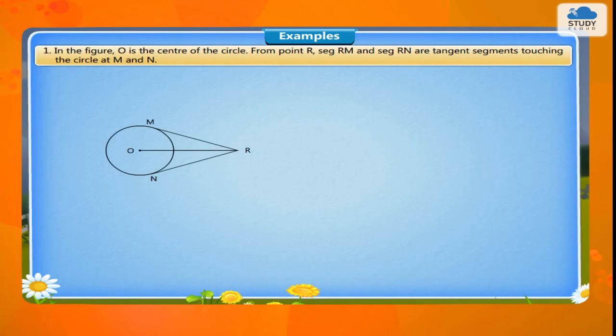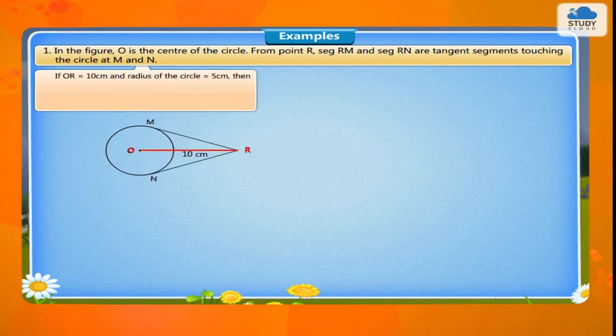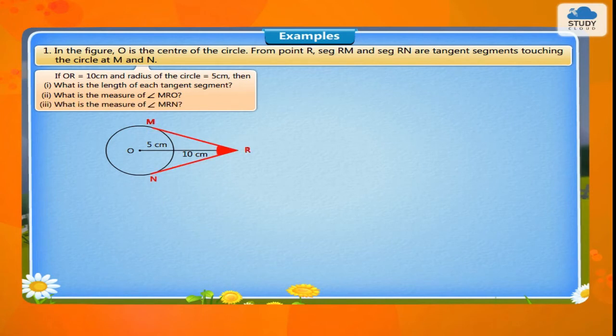Examples. 1. In the figure, O is the center of the circle. From point R, segment RM and segment RN are tangent segments touching the circle at M and N. If OR is equal to 10 cm and radius of the circle is equal to 5 cm, then 1. What is the length of each tangent segment? 2. What is the measure of angle MRO? 3. What is the measure of angle MRN?